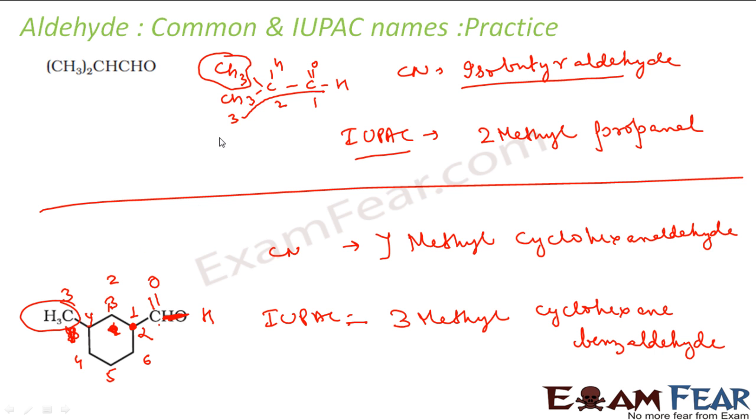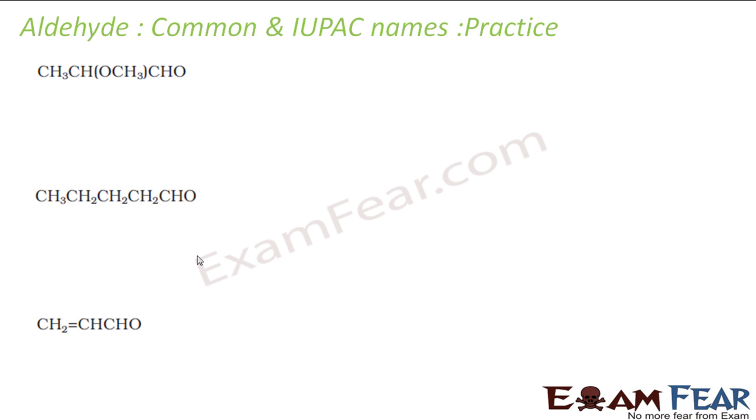Please note, in the IUPAC name, when you talk about the normal carbons, the branched or straight chain, the COH group is also part of the chain, so you start the numbering from the COH group itself. But in the cyclic ones, where you have to number in the ring, you don't include that COH. Let's take some more examples to clear our doubts.